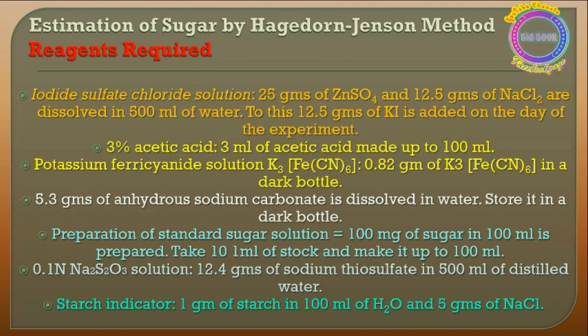Well guys, in this slide we are going to discuss the reagents required. The first reagent we are going to prepare is the zinc sulfate sodium chloride solution. In this we take 25 grams of zinc sulfate and 12.5 grams of sodium chloride and dissolve them in 500 ml of water. To this 500 ml of dissolved mixture, we add 12.5 grams of potassium iodide on the day of the experiment, not on the previous days.